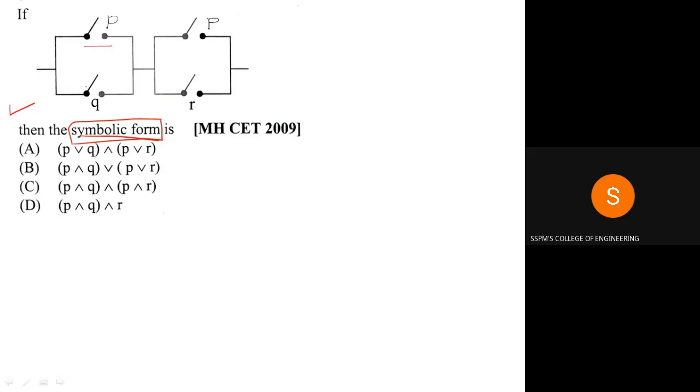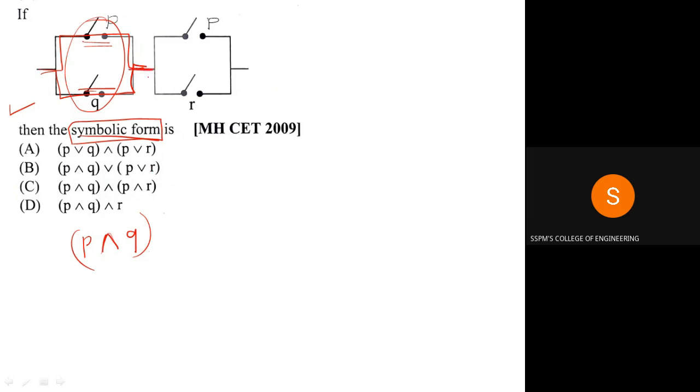Okay. So these two are in parallel. So we will have to write P or Q. Even if the current flows through this or through this, it doesn't matter. You should only have one key closed in this part of the circuit, and the current will pass through it. So whenever the keys are in parallel, you have to write the OR operator between them.